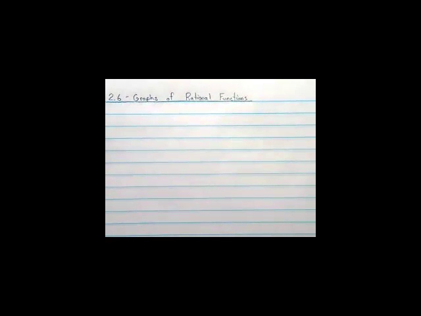Okay, so 2.6, this is going to be graphs of rational functions. Before we can get into actually drawing graphs of these things, which will be tomorrow, we need to define what is a rational function for you guys. Okay, so let's start with something you're familiar with.